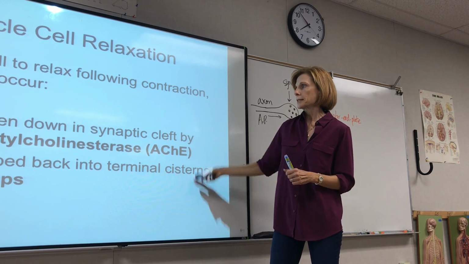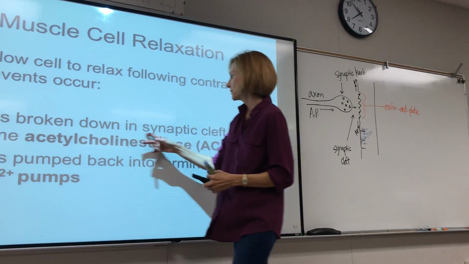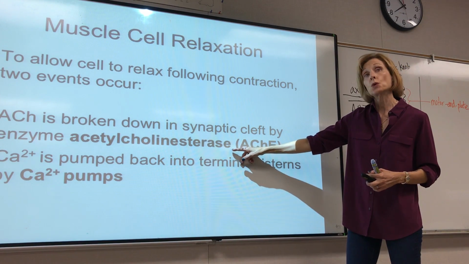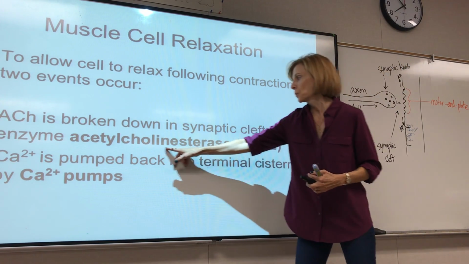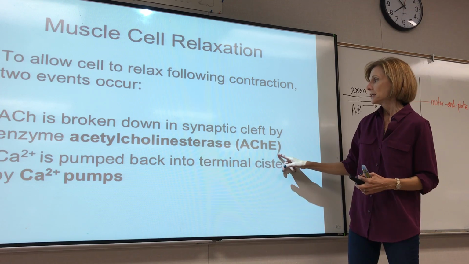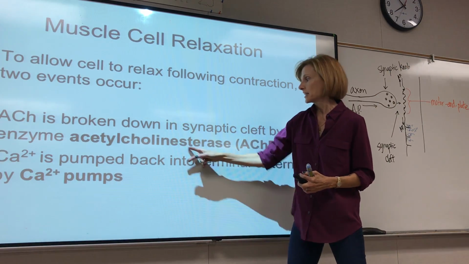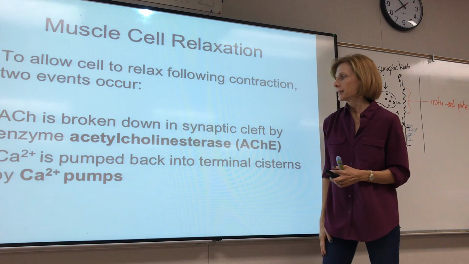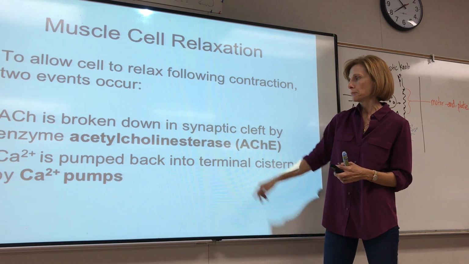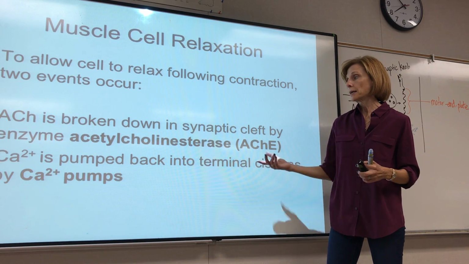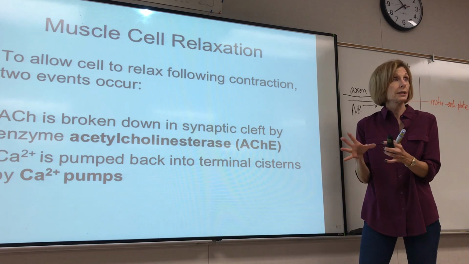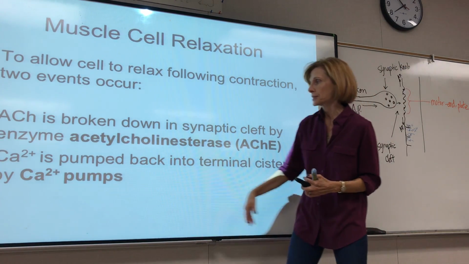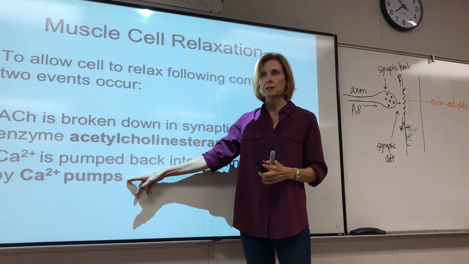So this is what we just talked about. Acetylcholine is broken down in the synaptic cleft by this enzyme called acetylcholine esterase. Long word. This is how it's abbreviated. So I think of this as like erasing acetylcholine. Esterase, and I would like you to know the name of that enzyme. And then calcium is also, as soon as it's released, the excess is pumped back into the terminal cisterns by what are called calcium pumps.